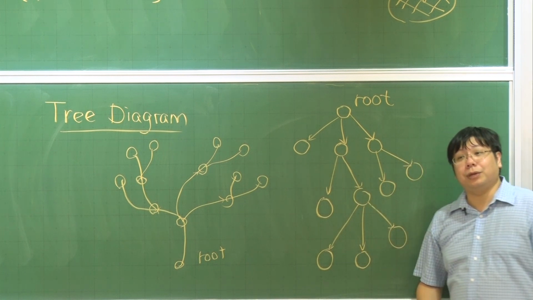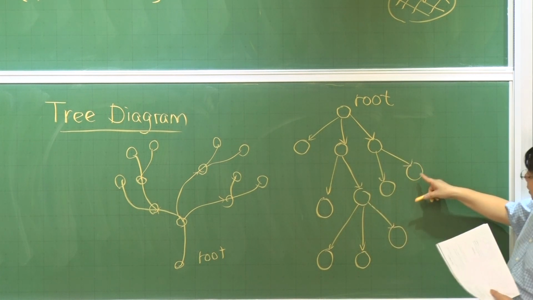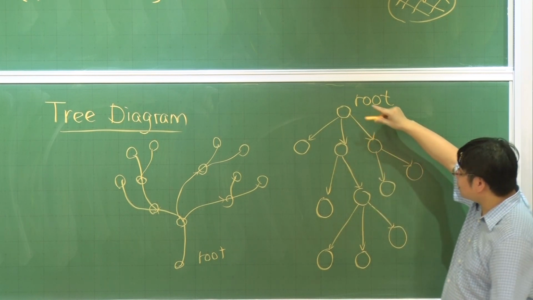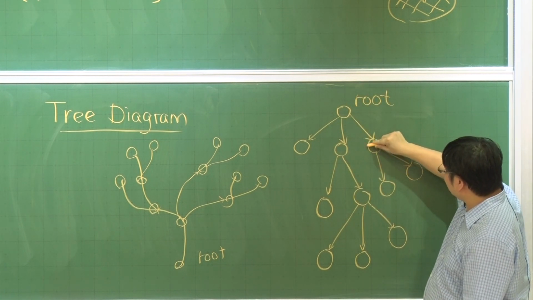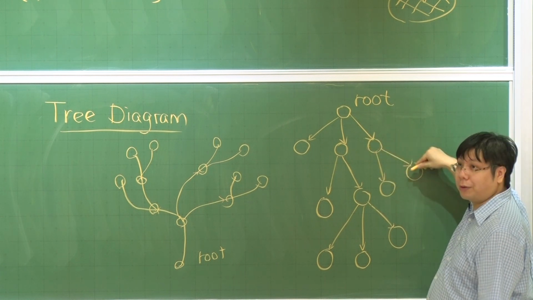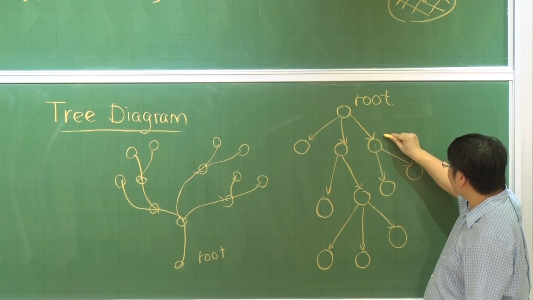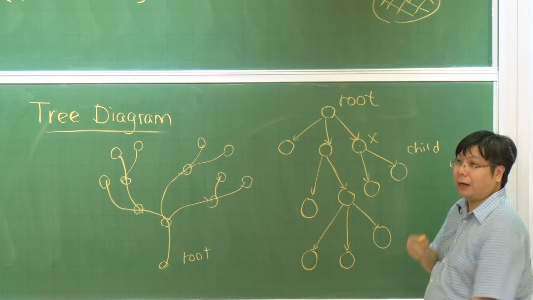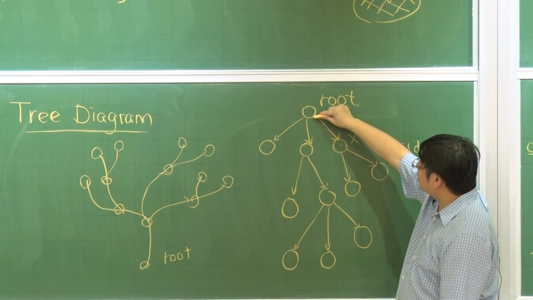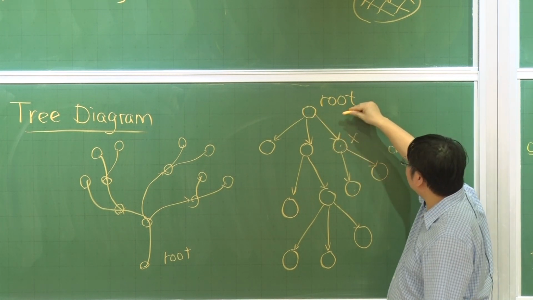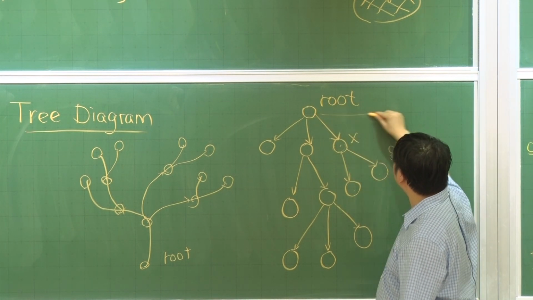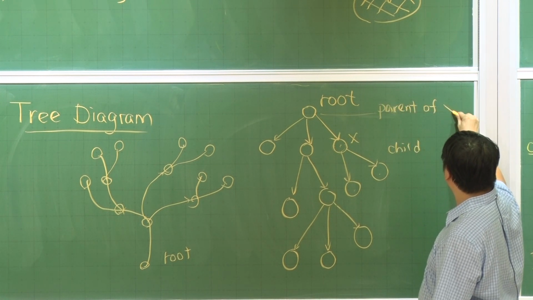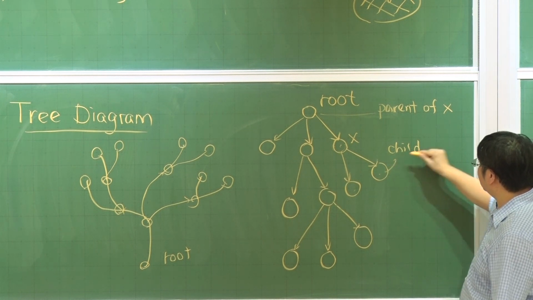So that's why we call it a tree. There's a special name for this one. Each node has arrows pointing downward, right? For this node x, these two are called its children or child. And the one who points to x is called its parent. This is the parent of x. So this one is a child of x.